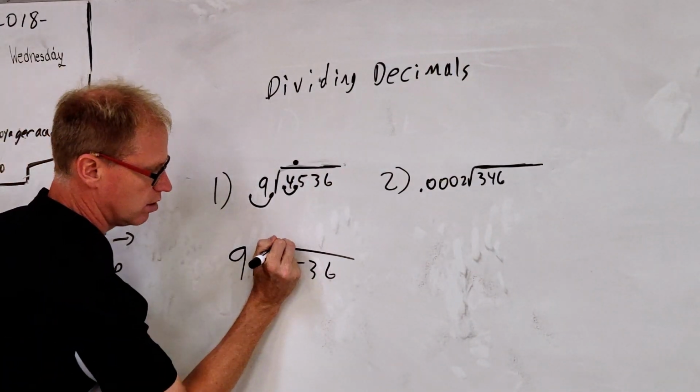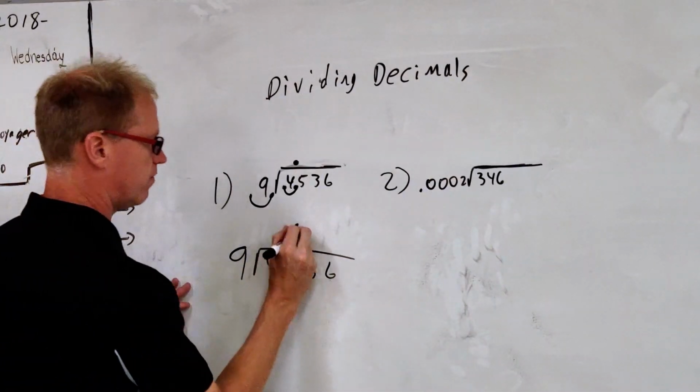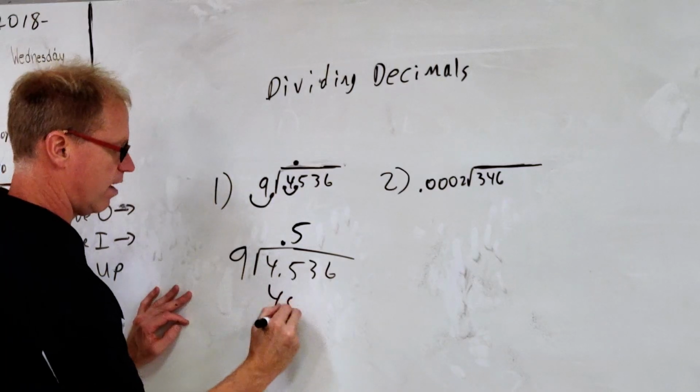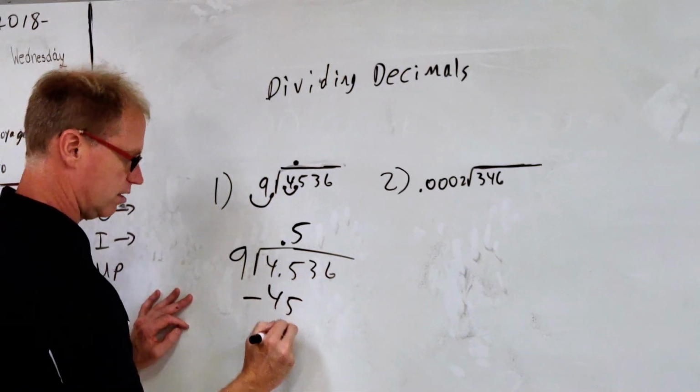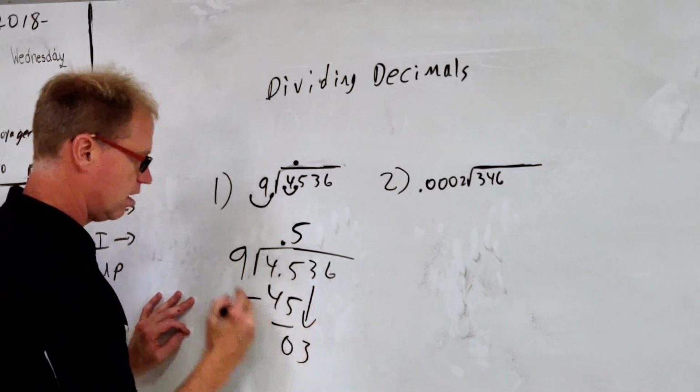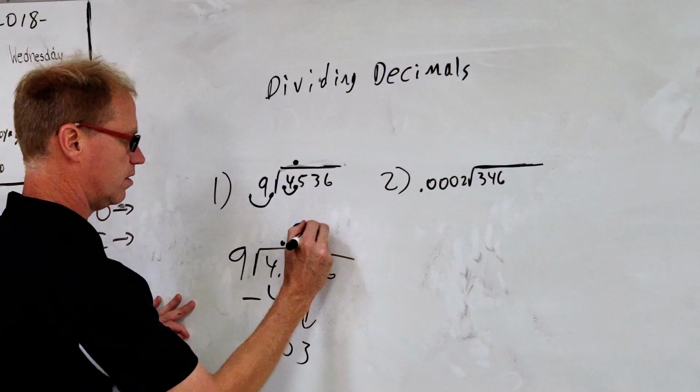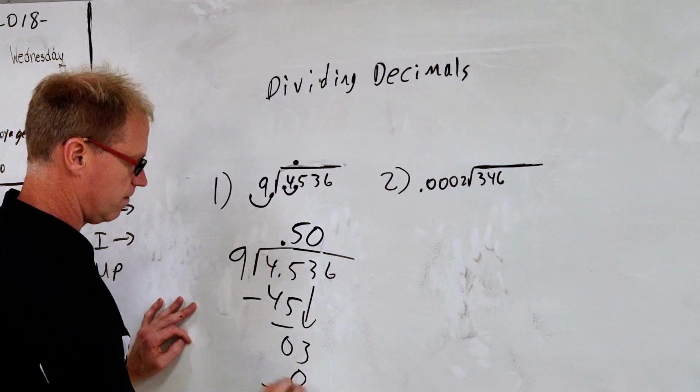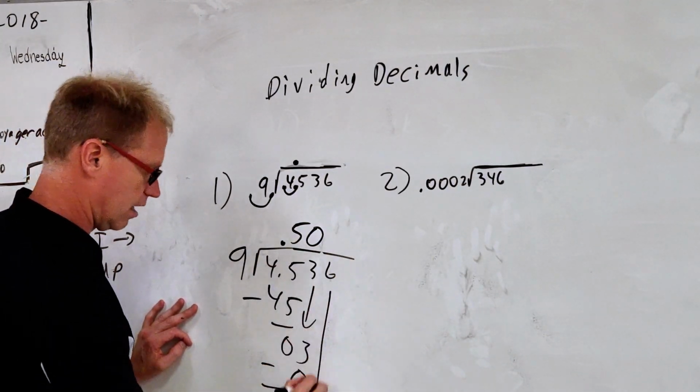And this decimal goes up again. 9 into 45 is 5. 9 times 5 is 45. Bring down, 0 left over, bring down the 3. 9 into 3 goes 0 times. 9 times 0 is 0. 3 left over. Bring down the 6.